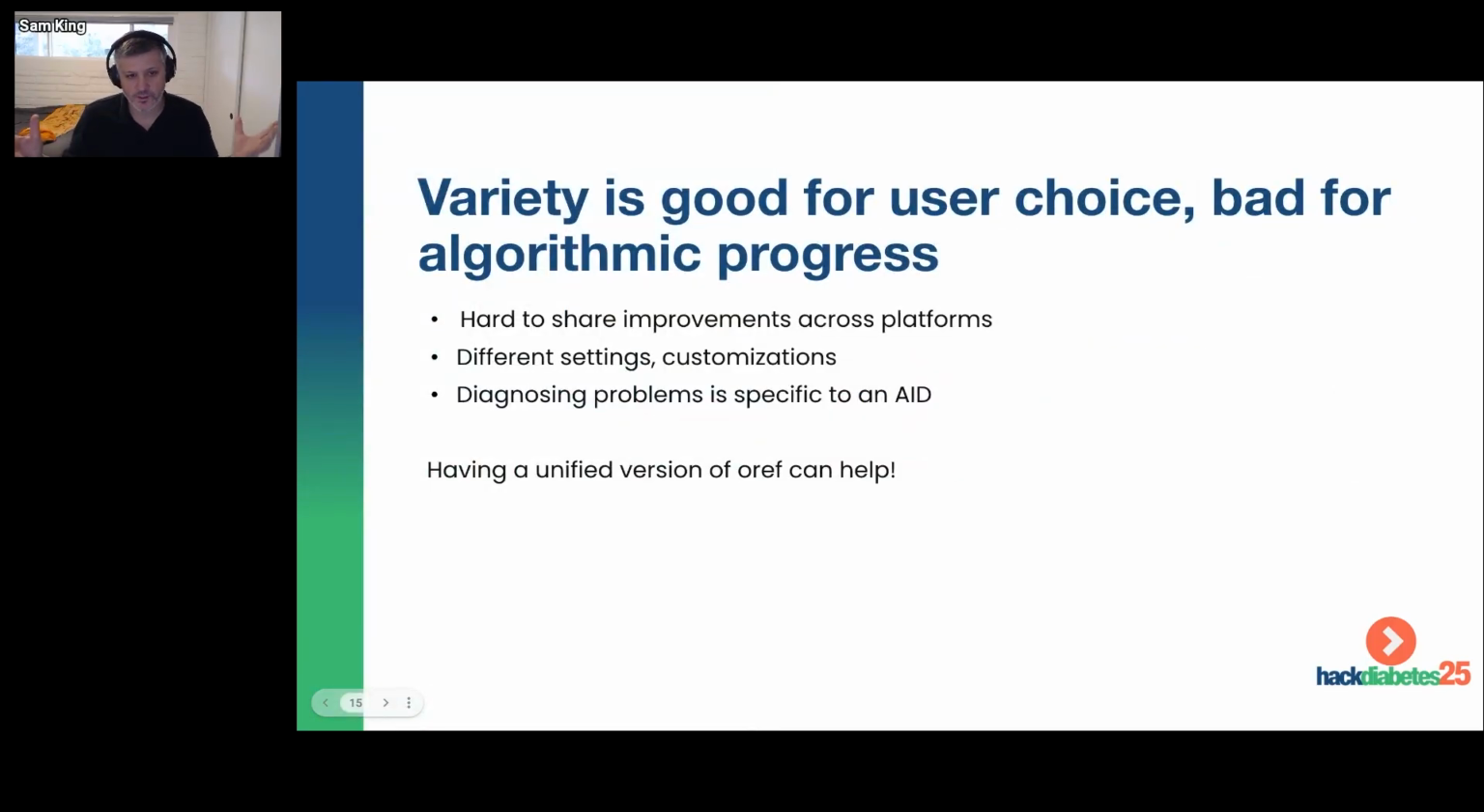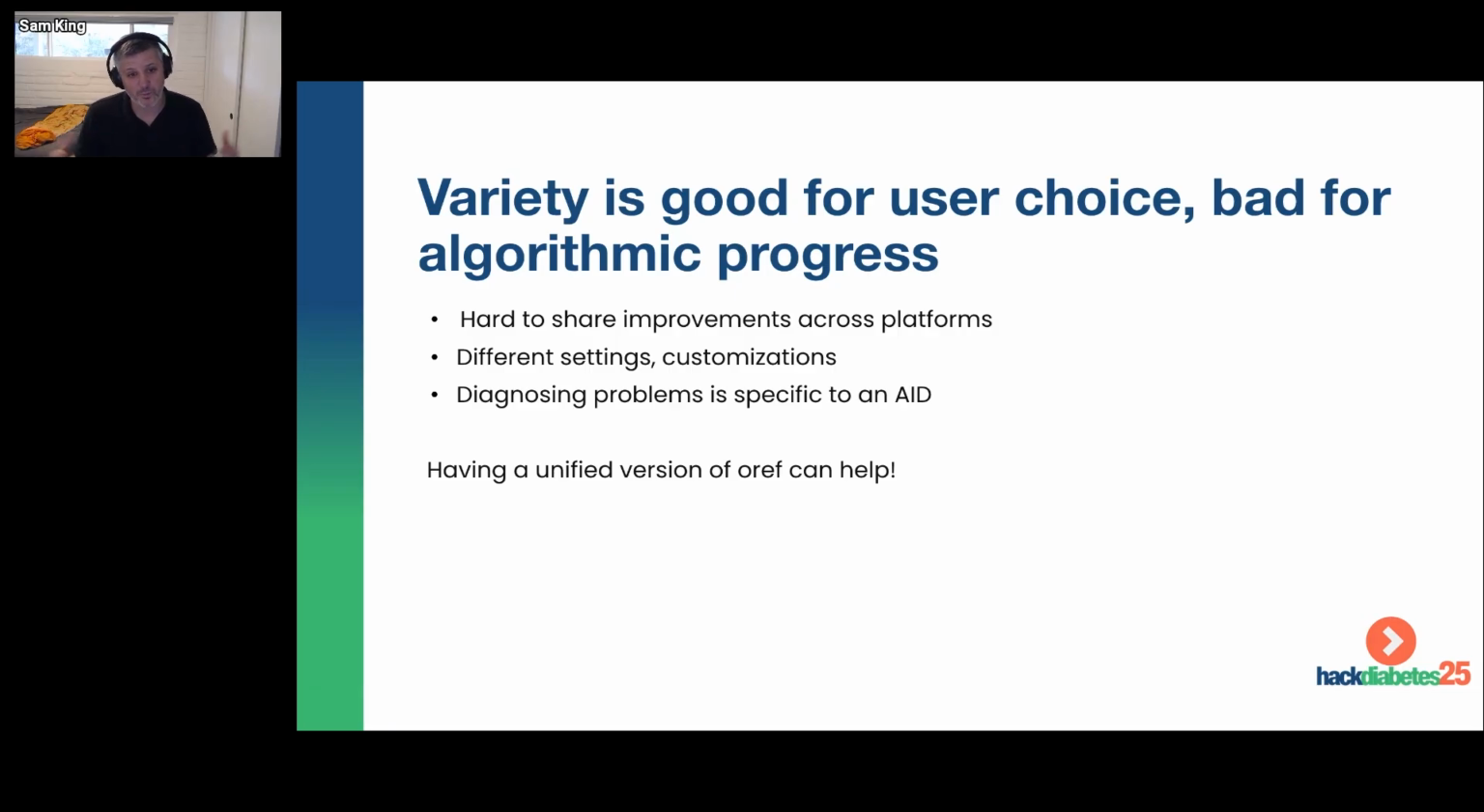And so all of these choices in AID systems is great. As a user of AID systems myself, I have my own personal preference. I like using Trio, but depending upon what you're looking for, you have a number of different choices that you can pick. But if you look at it from an algorithmic progress perspective, it becomes really hard. So let's say that somebody takes Chris's new dynamic ISF and they implement it in Android APS. It becomes really hard to then take that and port it into Trio. And the reason is things are different enough that basically you'd have to start from scratch. You can't just take the same concept and move it over. You kind of have to redo things from the beginning.